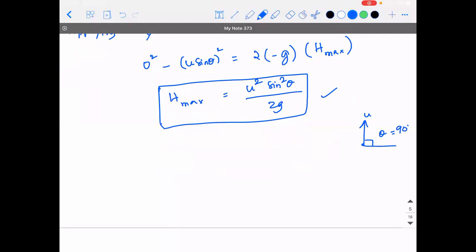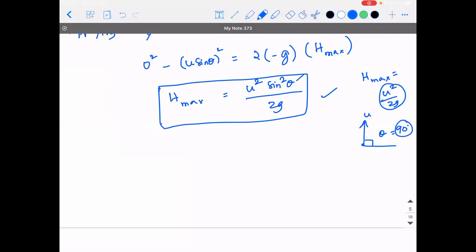Can you check your notes and tell me what is the value of maximum height when the object is given a vertical velocity? U square by 2g. You take this 90 and substitute it here. Sine square 90. Is it working? Yes. So this can be taken as a special case for vertical motion. This will also answer the question of your free fall. So u square divided by 2g is the maximum height.